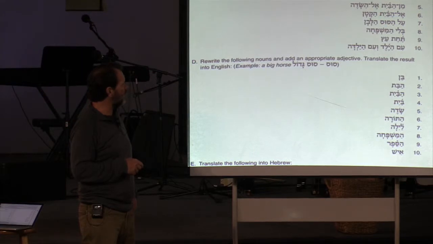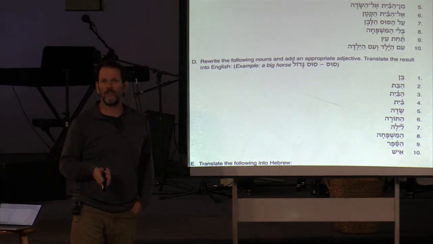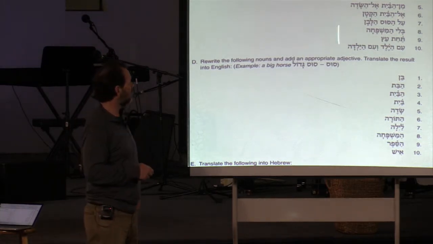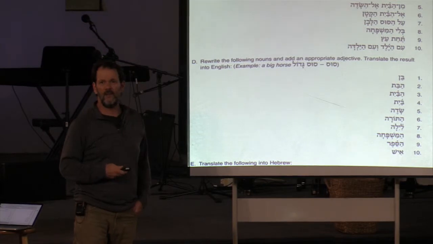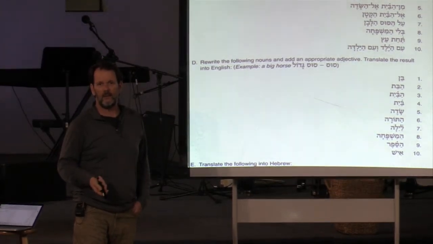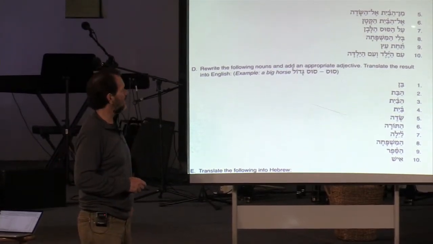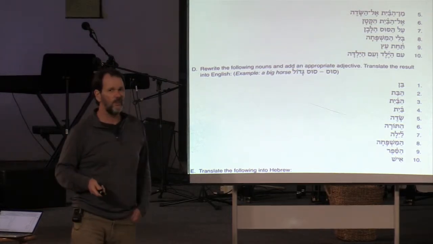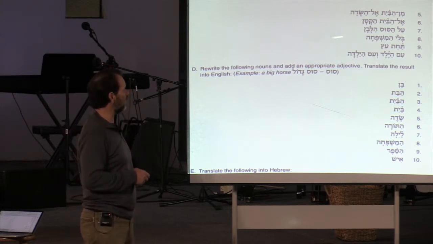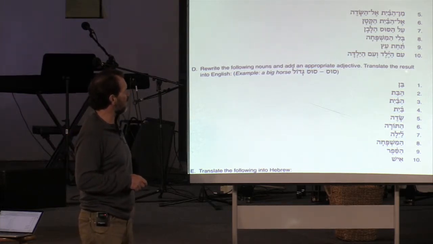Hey, once again, ha is the definite article. Katan is what? The little, right? So what is this? The little house, or the small house, right? Versus the opposite of what? Hagadol, the great house, or the big house. And then you would also be able to easily change all of this into a feminine expression as well, wouldn't you? Okay?